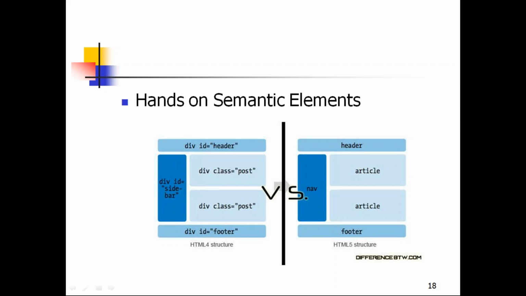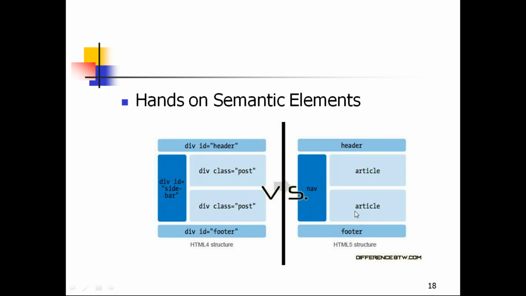Now just look at the HTML5 structure. Instead of div, you can directly use a tag called header. This was only available in HTML5. By looking at the tag, we can easily identify that this is the header section of the page, this is the footer section, and this is a navigation bar, where we can place menu items, page navigation, next and previous, something like that. And we have some articles as well.